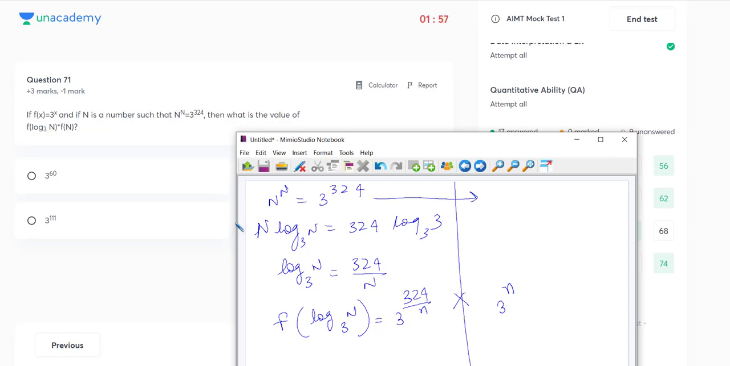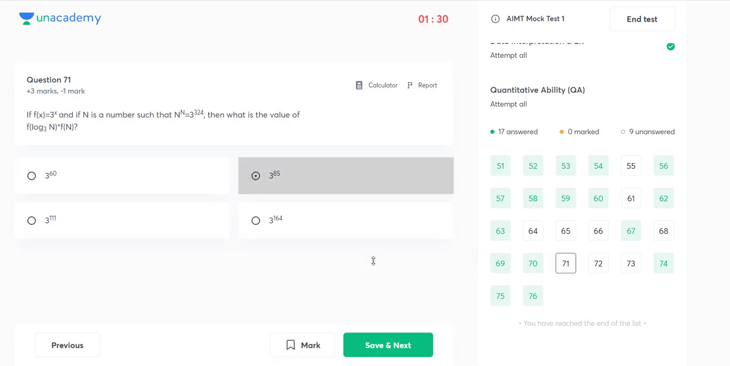Now let's find the value of n then. Okay, so this is 3 to the power 4, which is 81. 81 to the power 81, the value of n has to be 81. Yes, the value of n has to be 81. Okay, so 3 to the power 324 by 81 into 3 to the power 81. So this is going to be 3 to the power 4 plus 81, that is equal to 3 to the power 85. Let me see, is this an option or not? Yes, this is in the options.